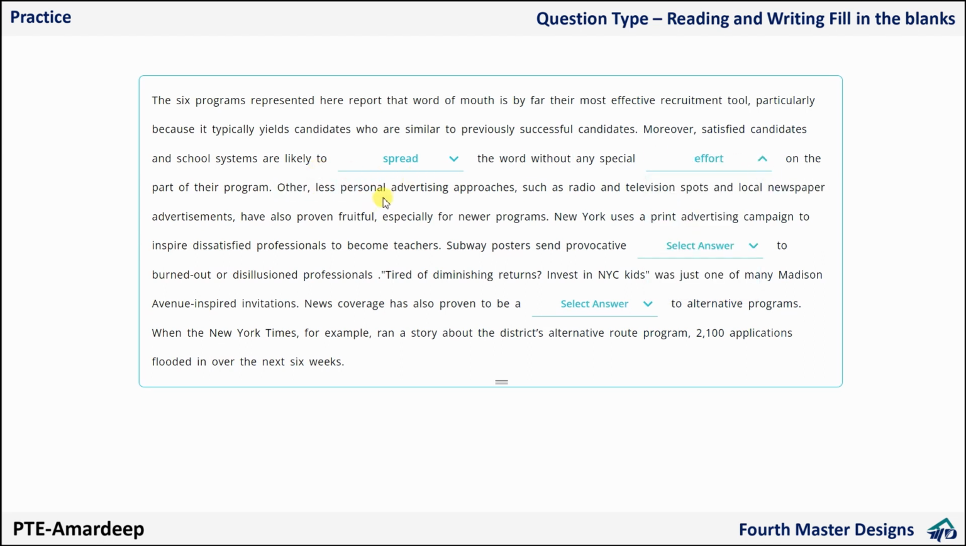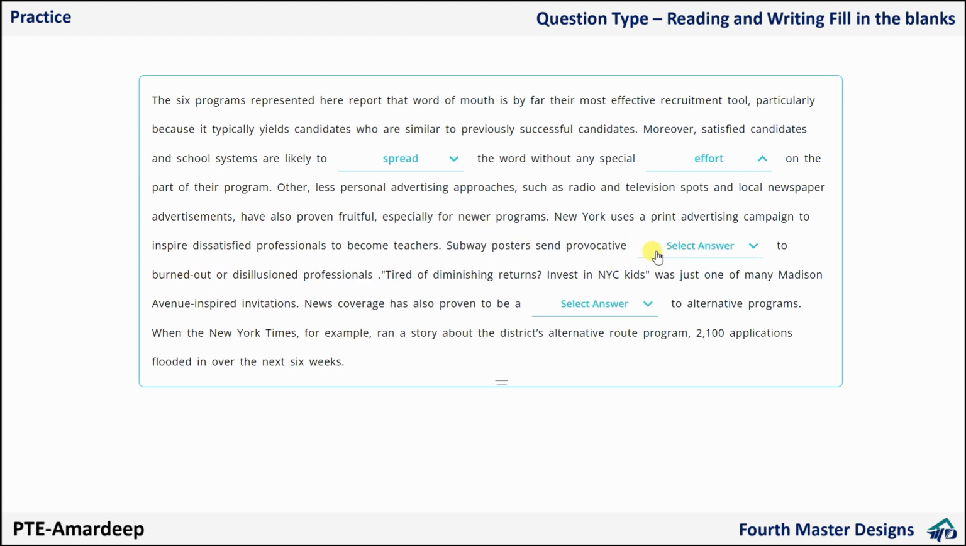Then, other less personal advertising approaches such as radio and television spots and local newspaper advertisements have also proven fruitful, especially for newer programs. New York uses a print advertising campaign to inspire dissatisfied professionals to become teachers, subway posters and provocative dash to burned out or disillusioned professionals.